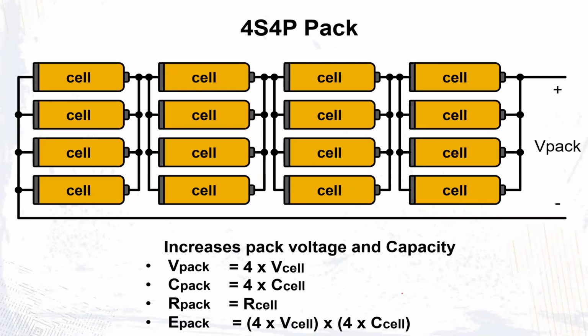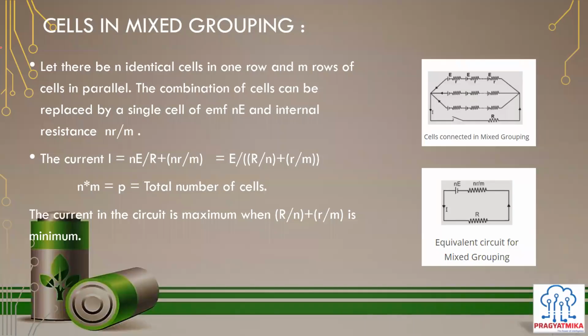So if we have a 4S 4P pack, V pack is the number of cells connected in series, and C pack is the number of cells connected in parallel. If equal numbers of cells are in series and parallel, it would be division and multiplication both. So the internal resistance of a single cell becomes the internal resistance of your battery pack, and E is equal to V into C, the formula from there.